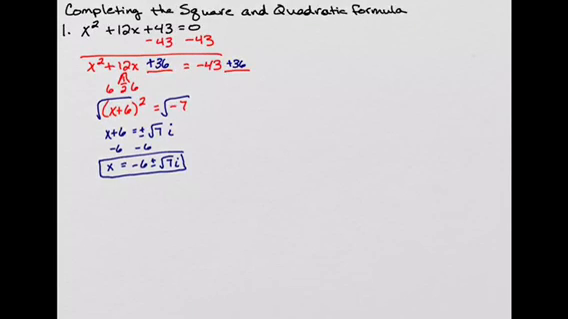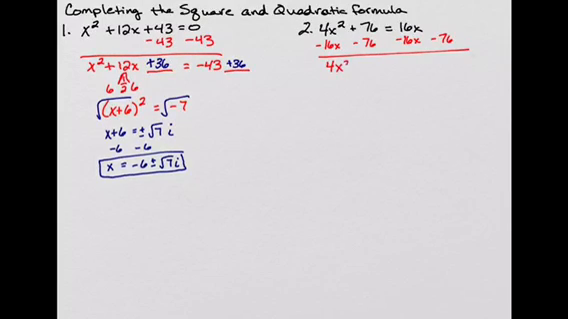Let's do another problem. This time, I have 4x squared plus 76 equals 16x. Alright, so I need the x squared and the x term to be on the same side. So I'm going to subtract the 16x from both sides. And I'm also going to subtract the 76 at this point in time, so I can have room for that blank. So I have 4x squared minus 16x equals a negative 76.